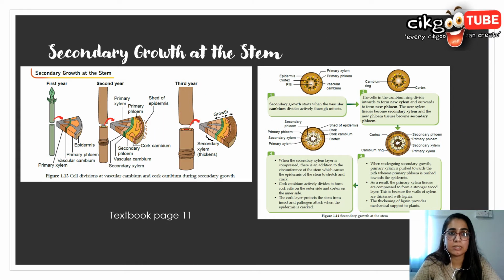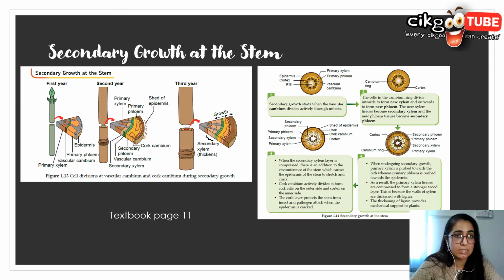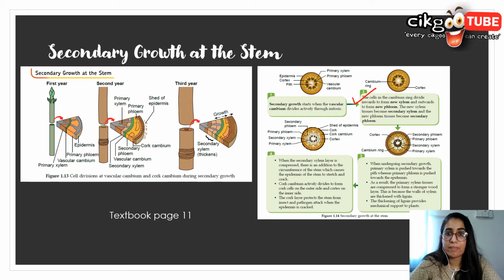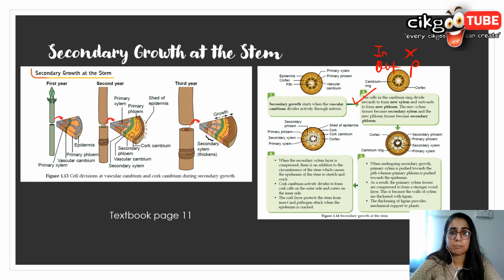Okay, so this is the picture from your textbook. It is the same thing actually. Secondary growth starts when the vascular cambium divides actively through mitosis, and the cells in the cambium ring will divide inwards to form new xylem, outwards to form new phloem. So remember, in xylem, out phloem. The new xylem will become secondary xylem. The new phloem becomes secondary phloem. So it's all basically the same thing.